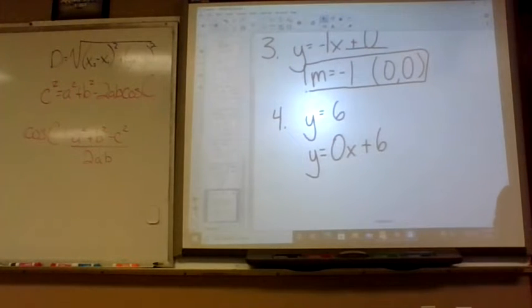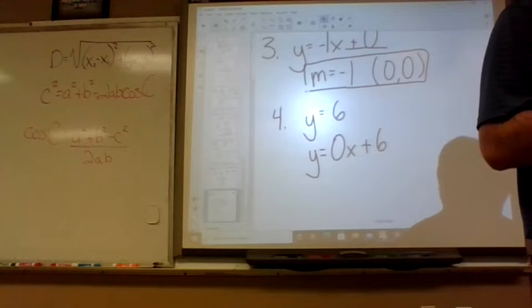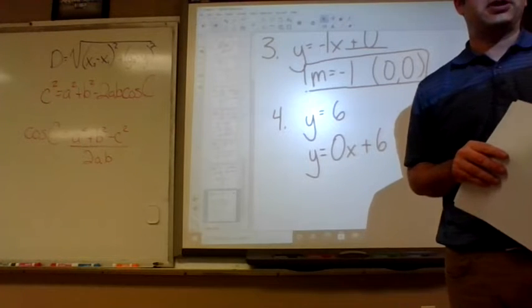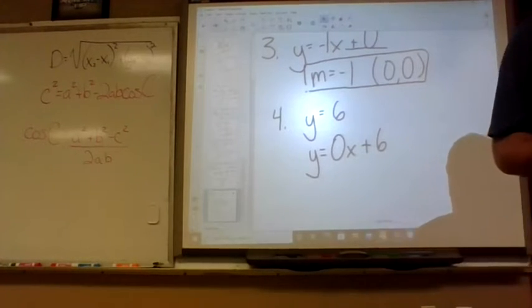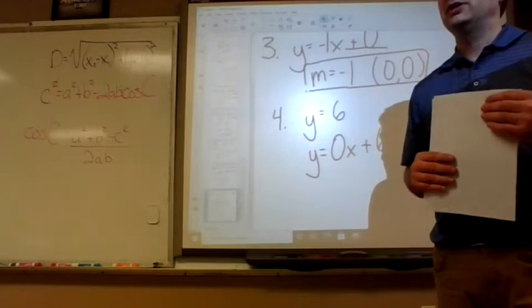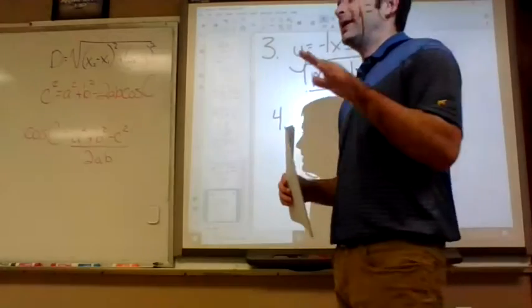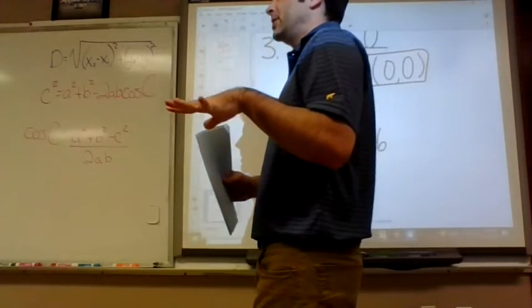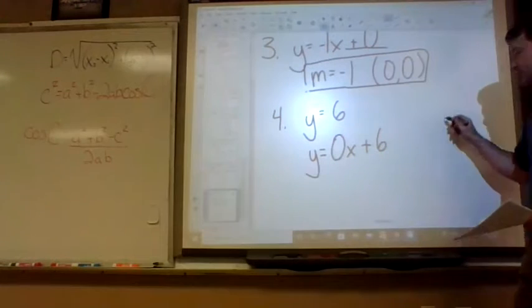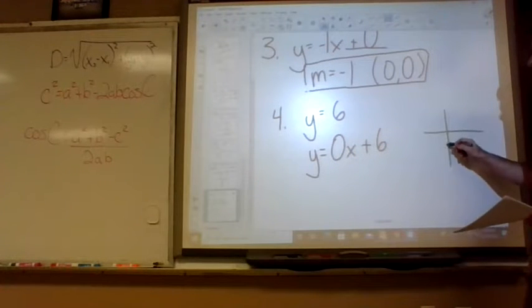Okay, number 5 says y equals 2x minus 1. What is the y-intercept on number 5? -1. So it should cross the y-axis at -1. You guys know where that is on the graph? It's down below, it's like right here somewhere, right?